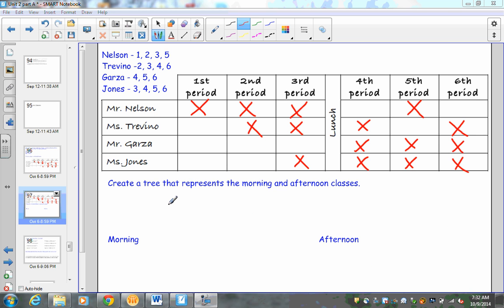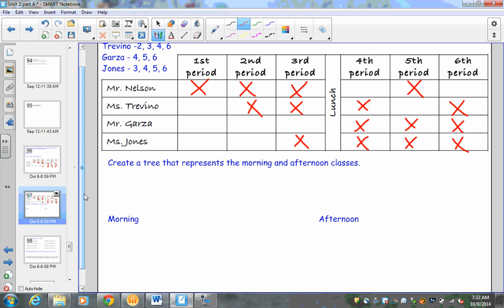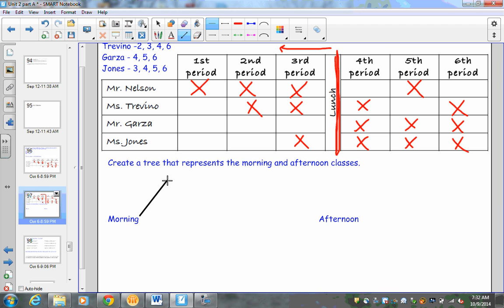All right, so our next slide, we have the same thing, except now we're charged with creating a tree that represents the morning and afternoon classes. For those that don't realize, you have lunch, which is right here. So everything to the left of lunch is going to be morning time. So if you notice, you have 1, 2, 3, 4, 5, 6 X's in the morning. So for my morning tree, I'm going to branch off 6 times.